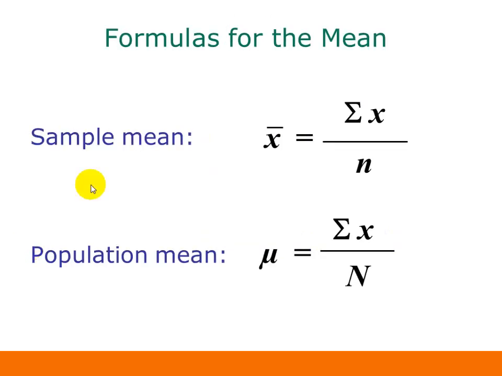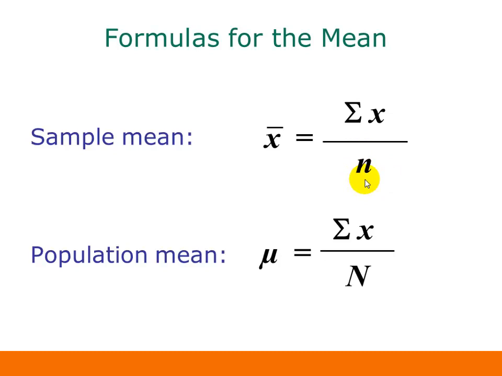So here are the two formulas for the mean. This depends on whether we're finding the mean for a set of sample data or for a population. If it's for a sample, then we use the notation for the sample mean, which is x bar, and this just tells us to add up all the x's, which are the data values, and then divide by the number of values in the data set. Again, this just says add up all the values and divide by how many values there are.